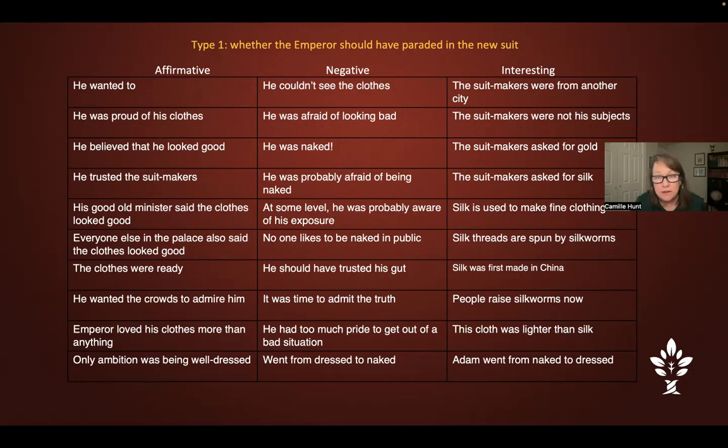Silk is used to make fine clothing. And as I was writing this, I went off on my silk tangent, which is fine. Silk threads are spun by silkworms. Silk was first made in China. People raise silkworms now. And this cloth was lighter than silk. So this might end up going back into the affirmative column, or maybe the negative column.